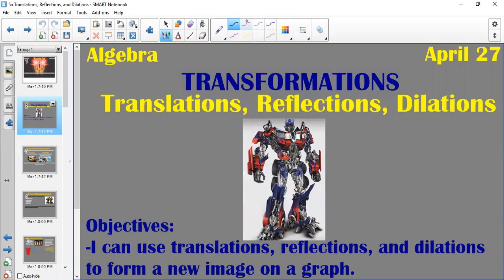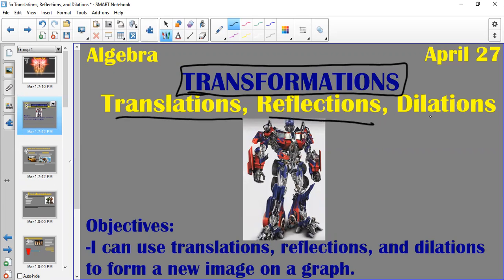We are going to start talking about transformations. You guys have already learned this before. We're just going to kind of do a quick review of this. We're going to remember how to do translations, reflections, and dilations.